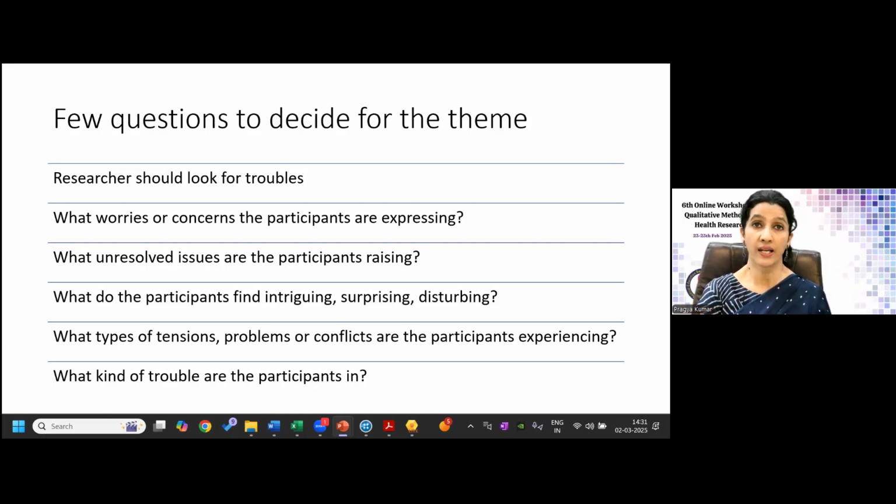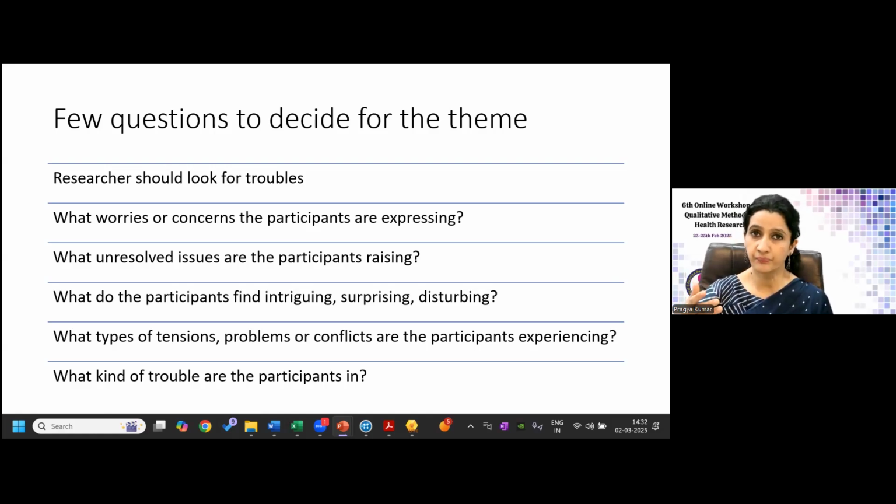Or any unresolved issues which participants are raising, or what the participants are finding disturbing, or what tensions or conflicts the participants are experiencing. Because in the Swasthya Mitra article, although we have not come up with a theme, when we talked to the Swasthya Mitra, one very worrisome finding was that they were apprehensive regarding the touts or third party brokers in the hospital, because whenever they asked the patients to get a surgery done in that particular hospital, generally the third party brokers used to convince the patient.